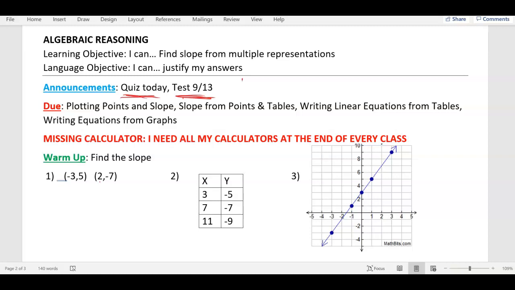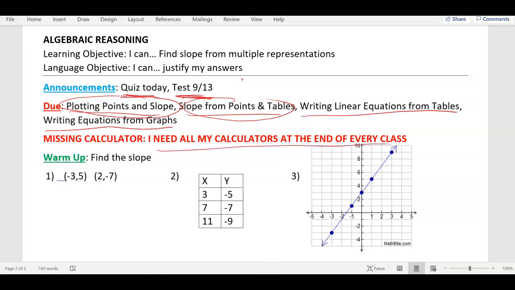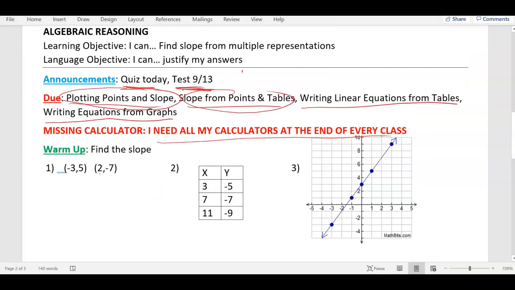Stuff that we did this week is writing linear equations from tables, and then yesterday writing equations from graphs. And we're about to do the warm-up if you have it. So last week, plotting points and slopes, slope from points and tables. Those two, make sure you turn those in. Those are going to go into Skyward soon. If for some reason you have a calculator by accident, I need that back.